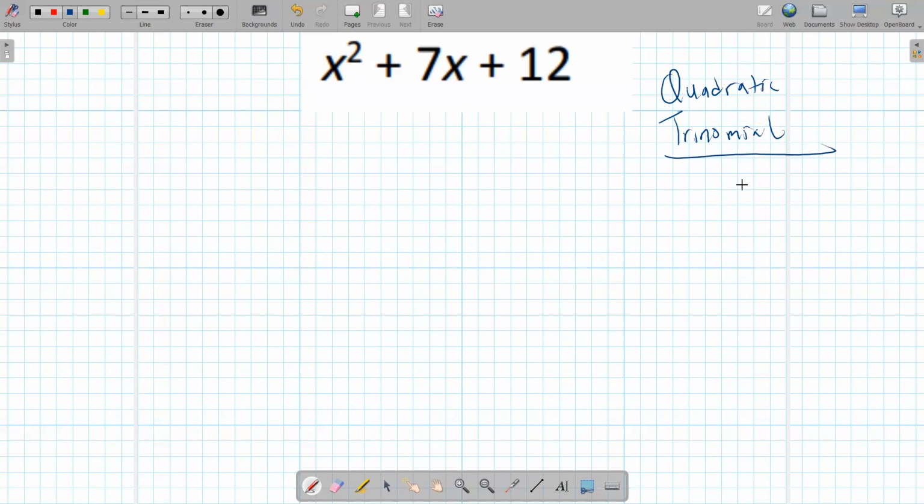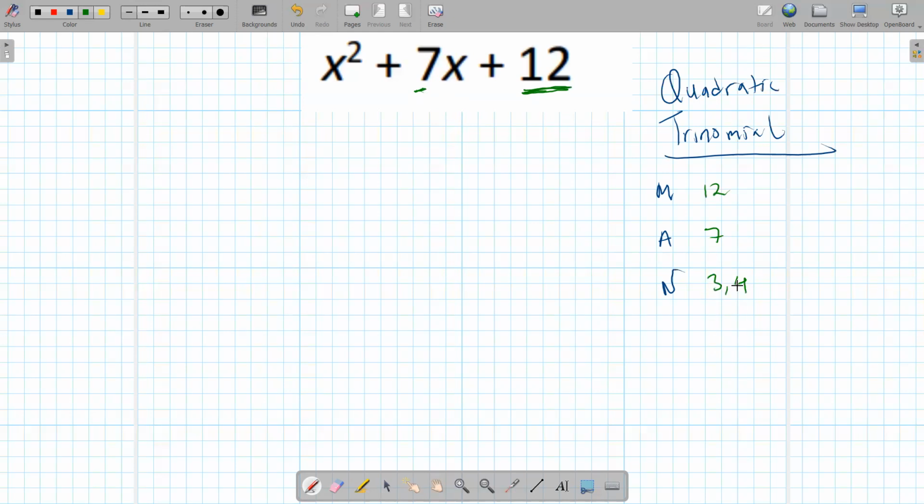Now the trick is this. We are going to use a method called the man method. Now what is this and how does it work? You are looking for two numbers. When you multiply those two numbers, you get 12. When you add them, you get 7. What are those numbers? 3 and 4. Yeah, 3 and 4.